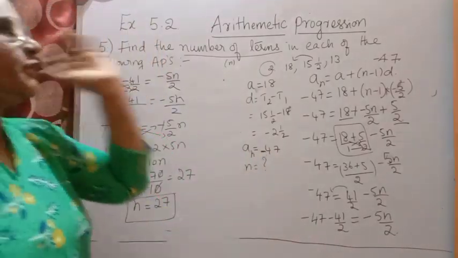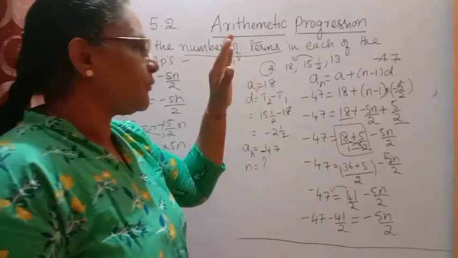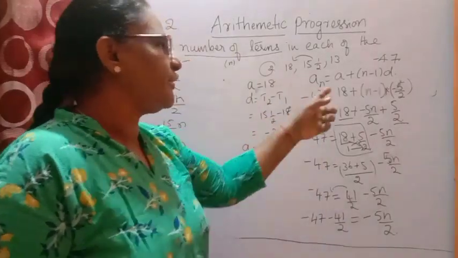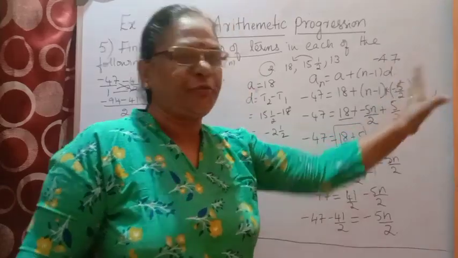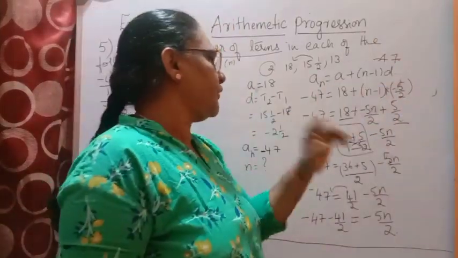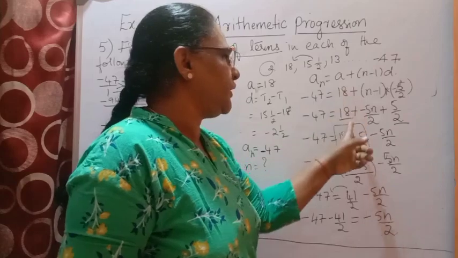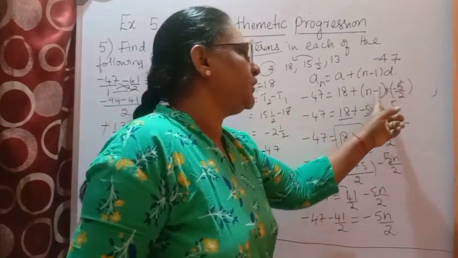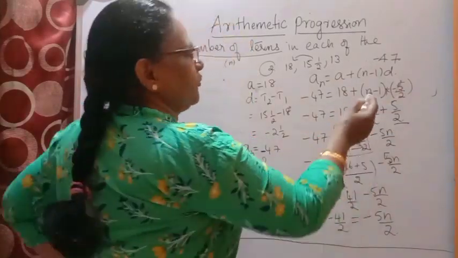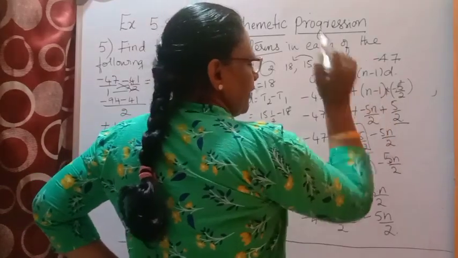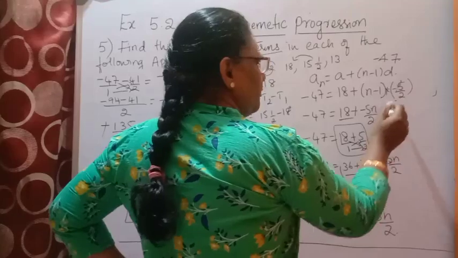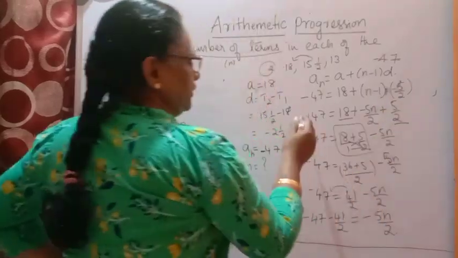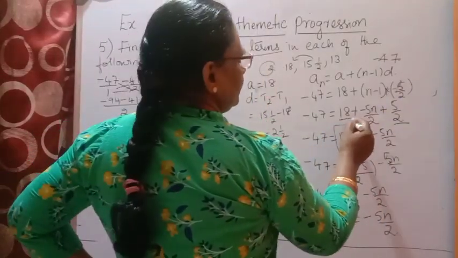Put the formula first. After putting the formula, substitute the values. A_N is minus 47. A means 18. N minus 1 into D, which is minus 5 by 2. Put it in the bracket because it is a fraction. Minus 47 is equal to 18 plus, multiply both the terms by minus 5 by 2. Minus 5 by 2 into N is minus 5N by 2, plus minus 1 into minus means plus 5 by 2. This as it is here.